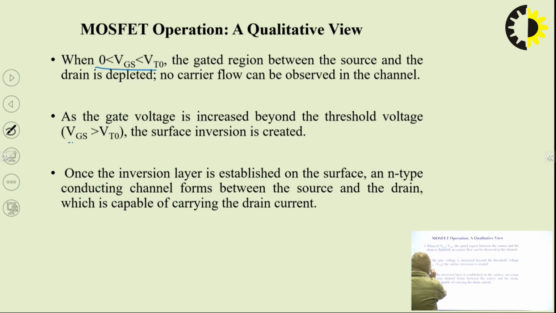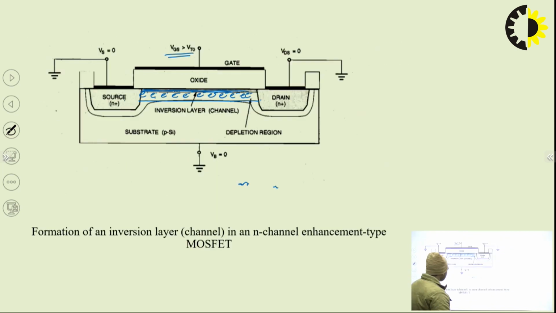Now, when VGS is greater than VT, here it is represented as VT naught. This naught represents that there is no biasing of the substrate. The substrate is not biased, meaning the substrate terminal is connected to ground. If VB is 0, then the threshold voltage is written as VT0. This 0 represents no substrate biasing, the substrate is at 0 voltage. So, the terminology VT0 is used. Otherwise we use VT, which means the substrate is biased at a certain value.